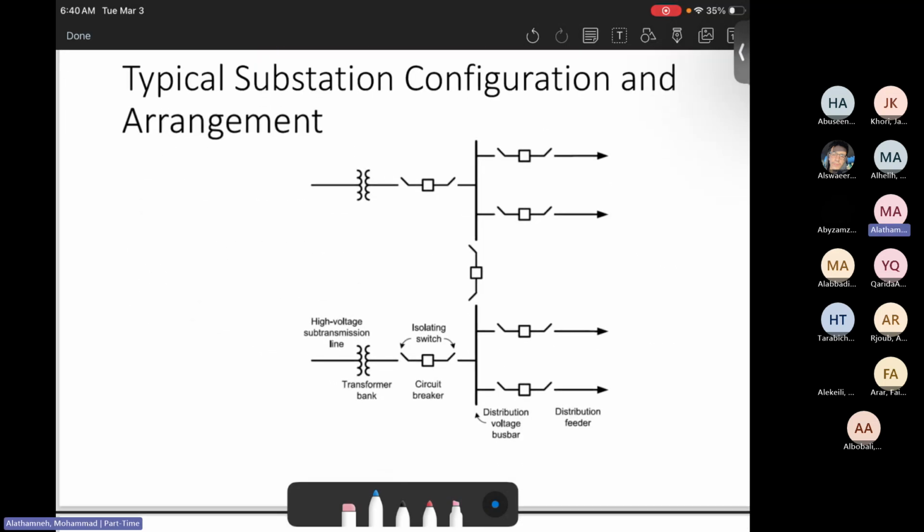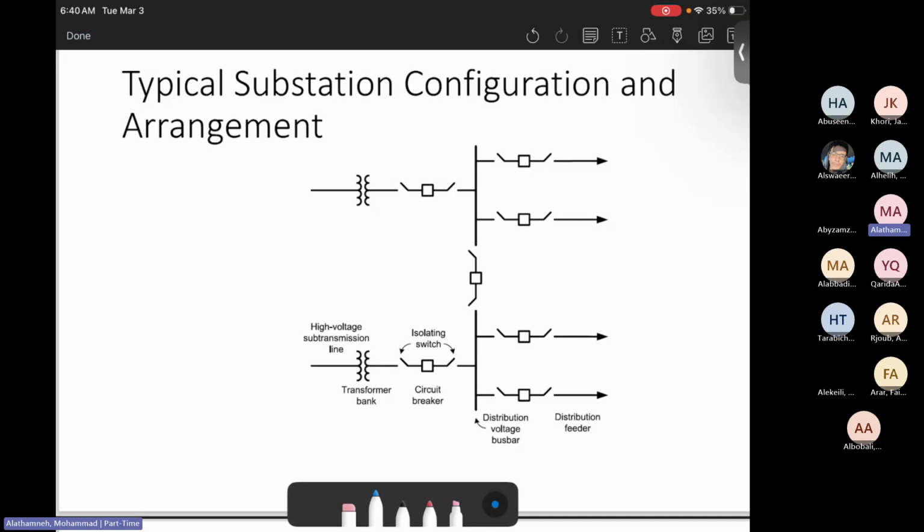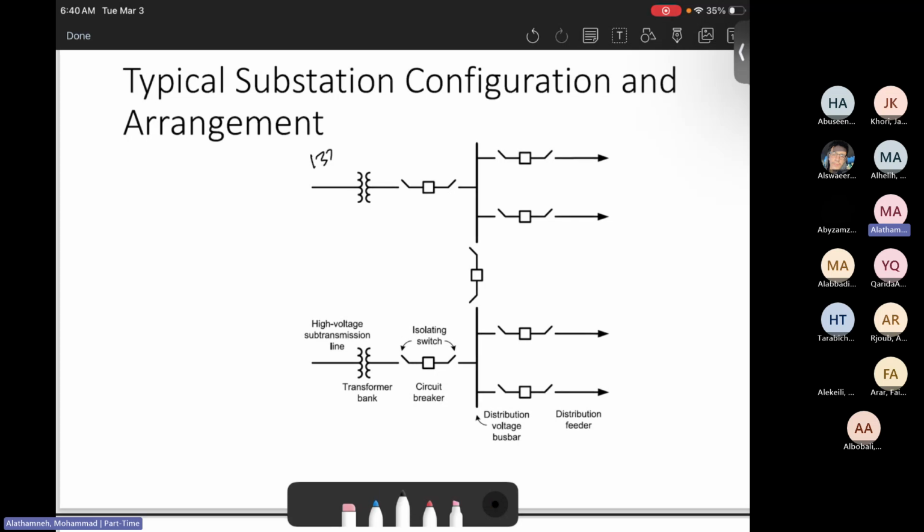Now, let's talk about the typical configuration of the substations, from the single line diagram. Here is high voltage to medium voltage level. For example, this is the 132 kilovolt side. The other side is 33 kilovolts. And there should be a circuit breaker for that. What's the point of adding the circuit breaker? If there's something wrong with this transformer, the circuit breaker will trip.